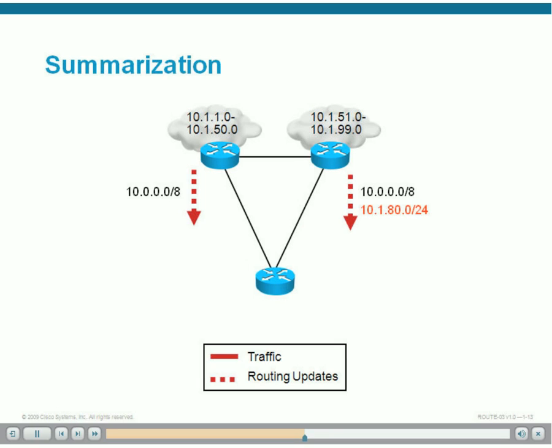In our example here, we are advertising summaries of the 10.0.0.0/8 network, but also more specific routing information for 10.1.80.0/24 in areas of the network where we need direct access to those destinations. You can see how the resulting traffic flows are more deterministic and also resilient.